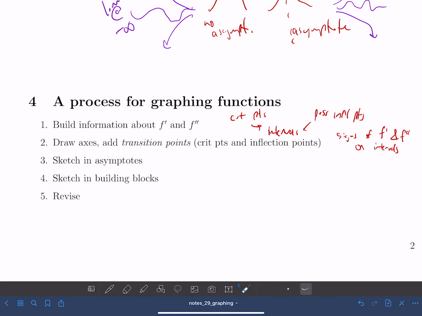We're going to draw axes and add transition points. That's what our book is calling critical points and possible inflection points. We should probably throw out the possible inflection points, because they just add an additional layer of vibration that we don't need. And then sketching asymptotes, cool. Sketching each of our four building blocks. And then finally, probably revise our image because it's probably not as good as we want it to be.